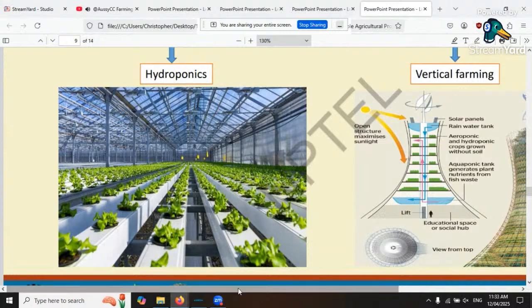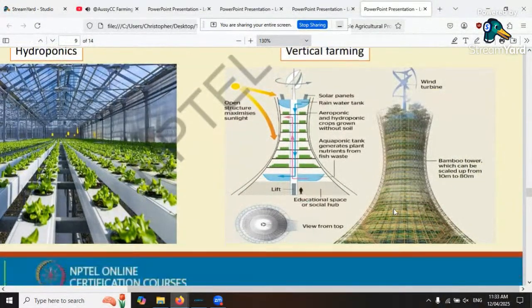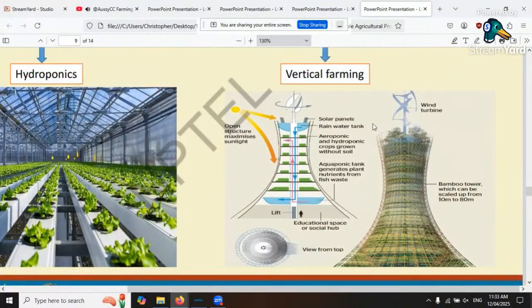So, I'm not going to go over here. Look at this vertical farming. So this is bamboo. See, it's made from bamboo, which can be scaled up from 10 meters to 80 meters. That's 30 feet to 240 feet. Look, even a wind turbine I put on top, vertical axis as well.